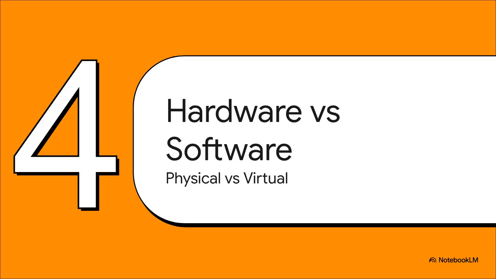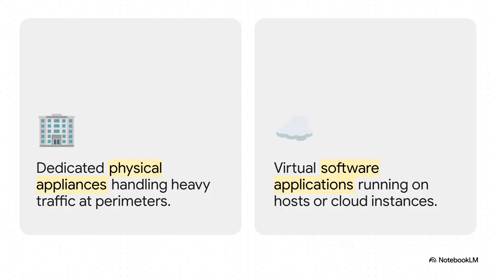Let's pivot to part 4, hardware versus software firewalls. So, do these gatekeepers live in a physical box or a virtual app? Well, both. Hardware firewalls are dedicated physical appliances. You literally rack and stack these boxes. They sit right at the perimeter of a campus or data center because they're purpose-built to handle massive volumes of high-speed traffic predictably. Software firewalls, on the other hand, are virtualized.